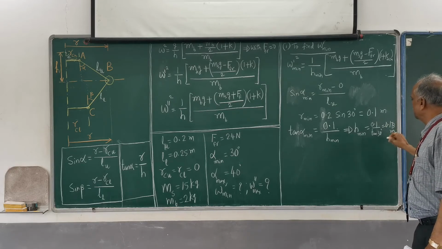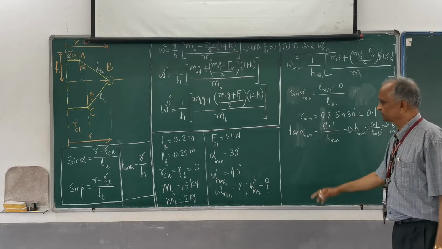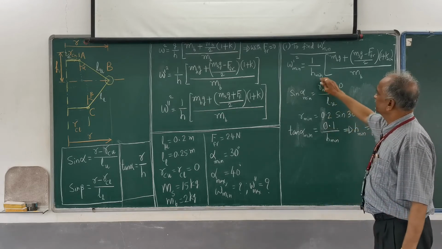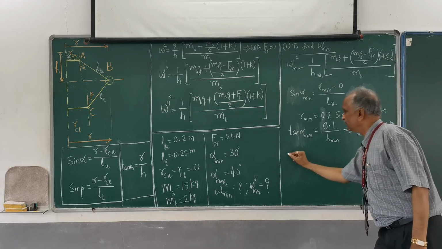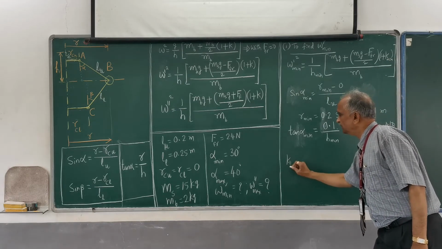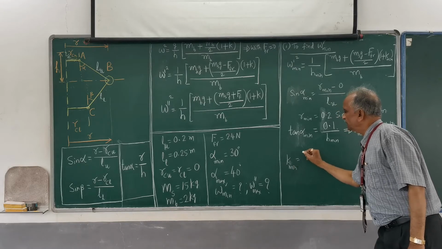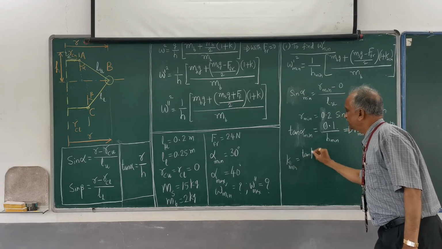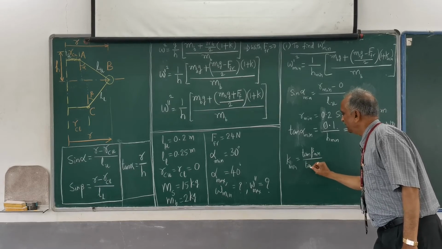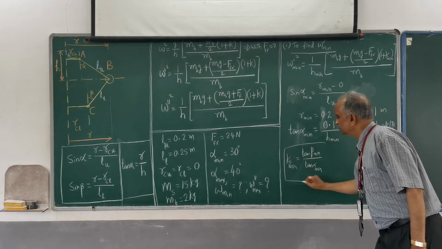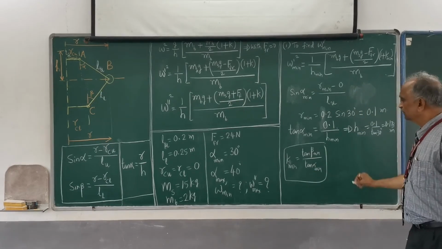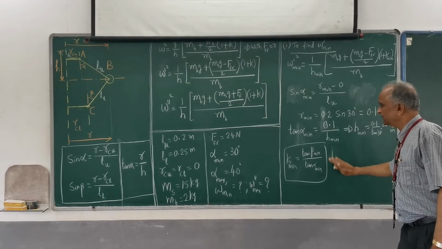0.173 meters. This is H minimum. Now I also need K minimum. K minimum is tan beta minimum divided by tan alpha minimum. So this is how you can find out K minimum. Therefore, first I need to find out beta minimum.